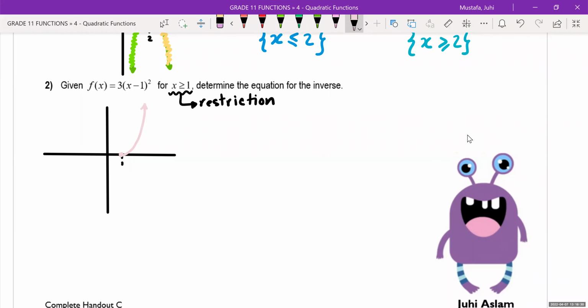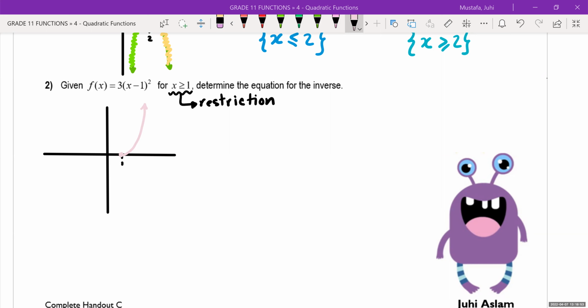Okay, so now what exactly does this mean? They're telling us to find the equation of the inverse. So we're still going to do the same process. The only part that's going to change is we're not going to write plus and minus anymore. We're only going to write one. If you're looking at the right side of the parabola, that means the inverse is going to be the upper branch or the lower branch.